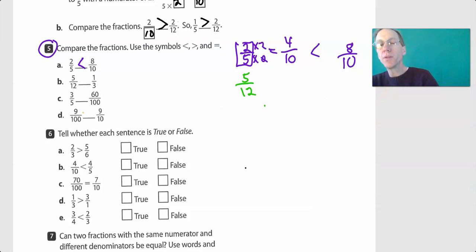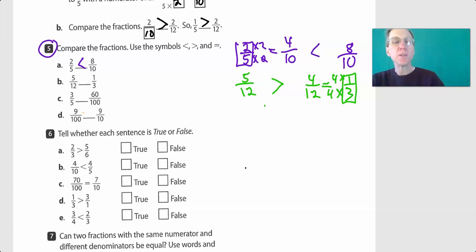Now this time I'm going to do 5/12, and I'm going to put 1/3 over here. I'm going to work from 1/3 over to 12, because if I multiply 3 times 4, if I quadruple the number of slices, I can get 12, just like I have over here. And of course I have to quadruple what I have shaded in. That equals 4/12. 5/12 is greater than 4/12, which is also greater than 1/3. So 5/12 is greater, just like that.